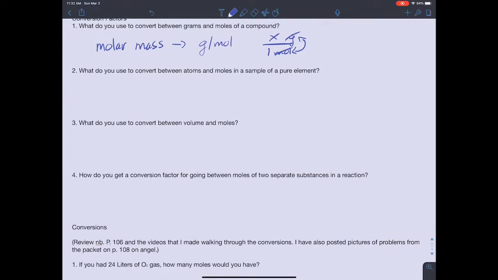What do you use to convert between atoms and moles in a sample of a pure element? Okay, so if you have a pure element, you know there's just one element in there, and you're trying to go between the number of atoms and the number of moles. Well, we use Avogadro's number, 6.02 times 10 to the 23rd atoms in 1 mole. Whatever type of atom you have, or molecules of a compound, this could really be interchanged for particles. So whether it's atoms, molecules, whatever it may be, donuts, blueberries, you can go between the number of particles and moles by using Avogadro's number. So for every 1 mole, you're going to have 6.02 times 10 to the 23rd of whatever you have. And for every 6.02 times 10 to the 23rd particles of whatever you have, 1 mole.